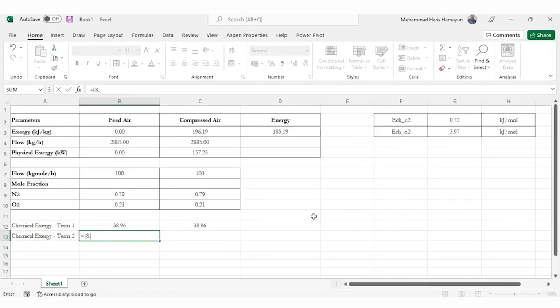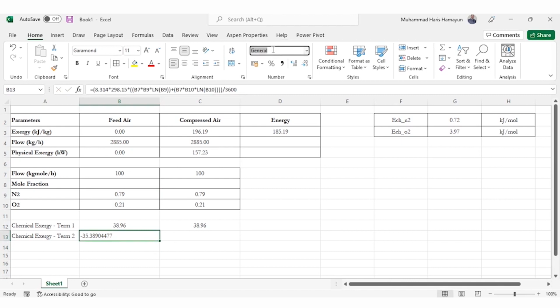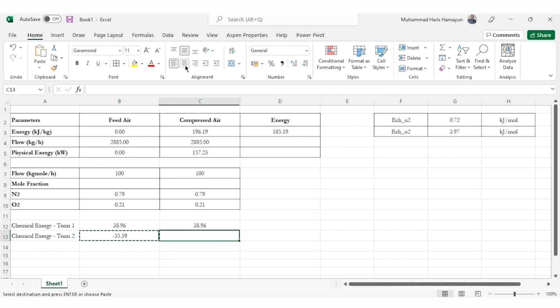So 8.314 multiplied by 298.15 multiplied by flow rate, if we take it like that, flow rate multiplied by the composition multiplied by natural log of composition. This closes the first term, then plus molar flow rate multiplied by the composition multiplied by the natural log of composition. So closing it down, and it has given the answer. Obviously we have to divide that answer by 3600 to get the answer in kilowatt, because all the units should be consistent in the system as well. And again, dragging it, and the same answer for that term as well.